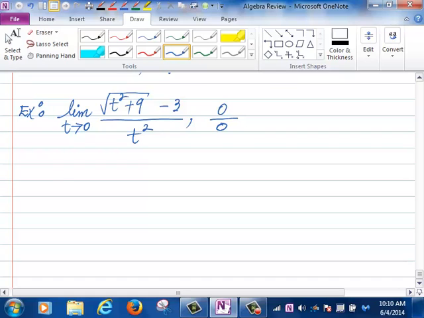Okay, so I'm going to rationalize the numerator here. So this is equal to the limit as t goes to 0 of the square root of t squared plus 9, minus 3, over t squared. I'm going to multiply by what?